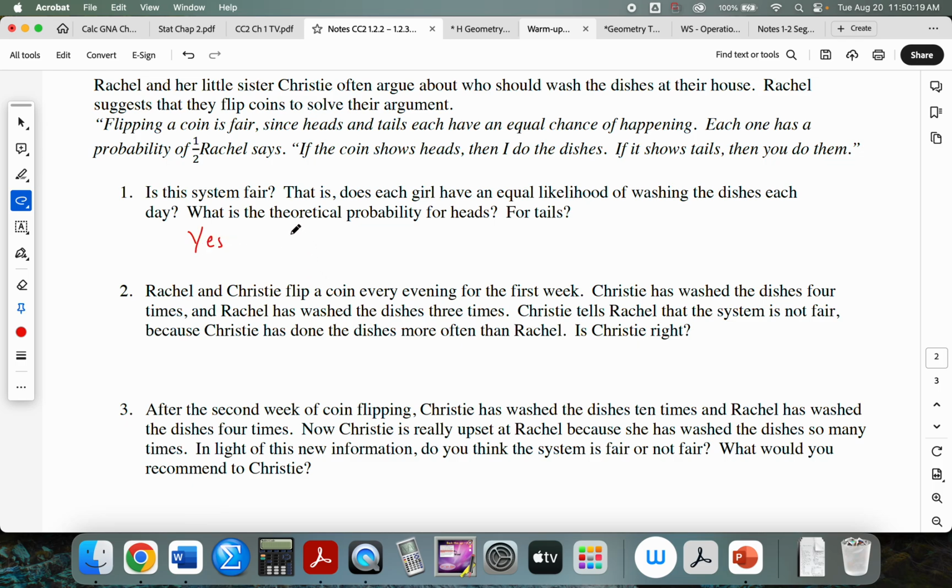The probability for heads is what? Well, let's do it as a fraction. 1 out of 2. And why is it 1 out of 2? Because there's only two sides. Right, there's two possibilities, heads or tails, and the one that we want is heads. That's the way you always want to think about these: how many possibilities are there, and how many desired outcomes are there? All right, probability for tails is what? 1 out of 2.